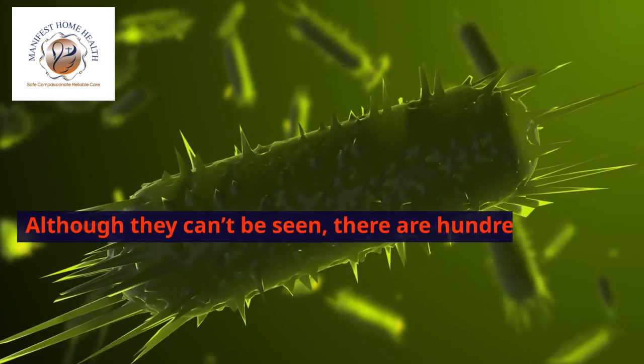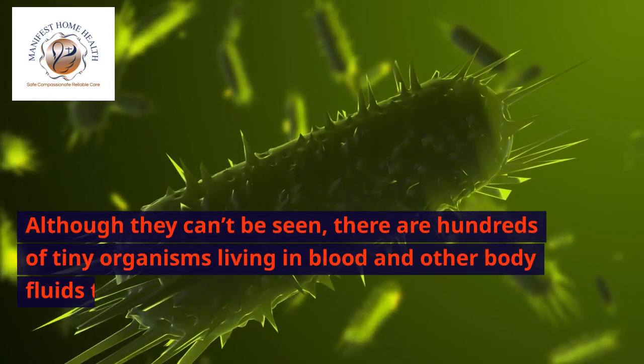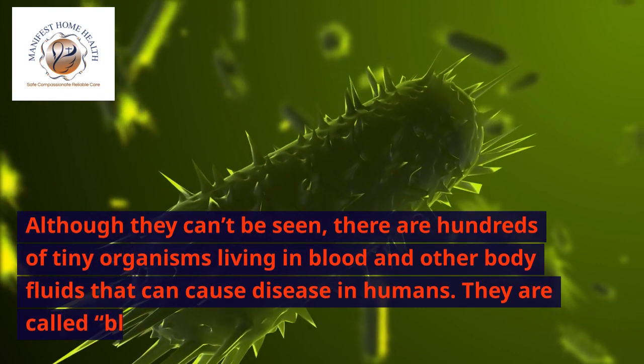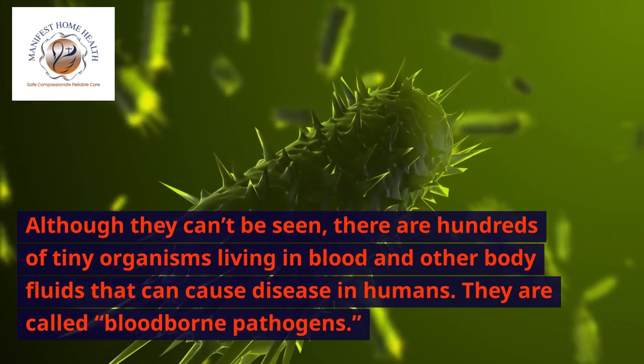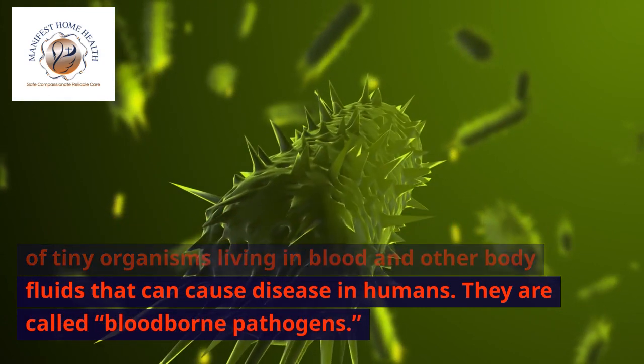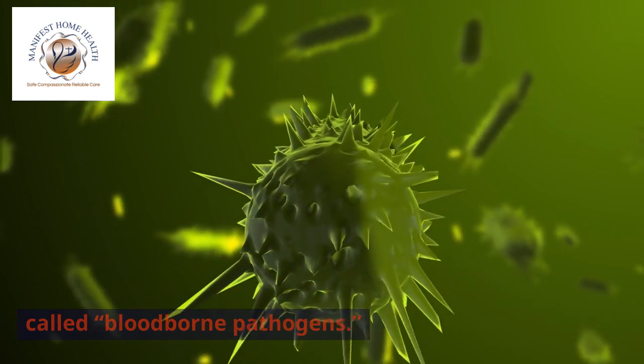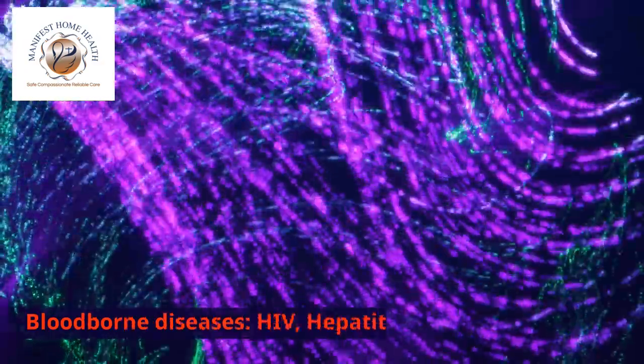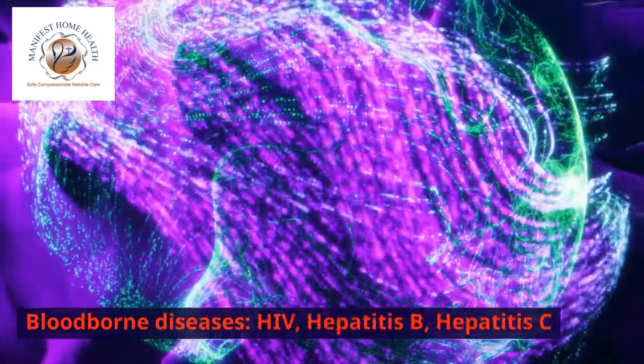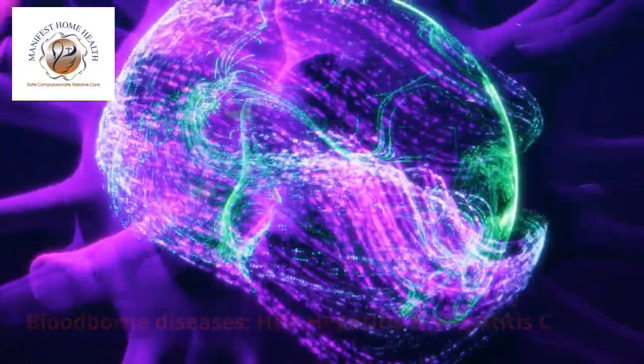Although they can't be seen, there are hundreds of tiny organisms living in blood and other body fluids that can cause disease in humans. They are called bloodborne pathogens. Bloodborne diseases: HIV, hepatitis B, hepatitis C.